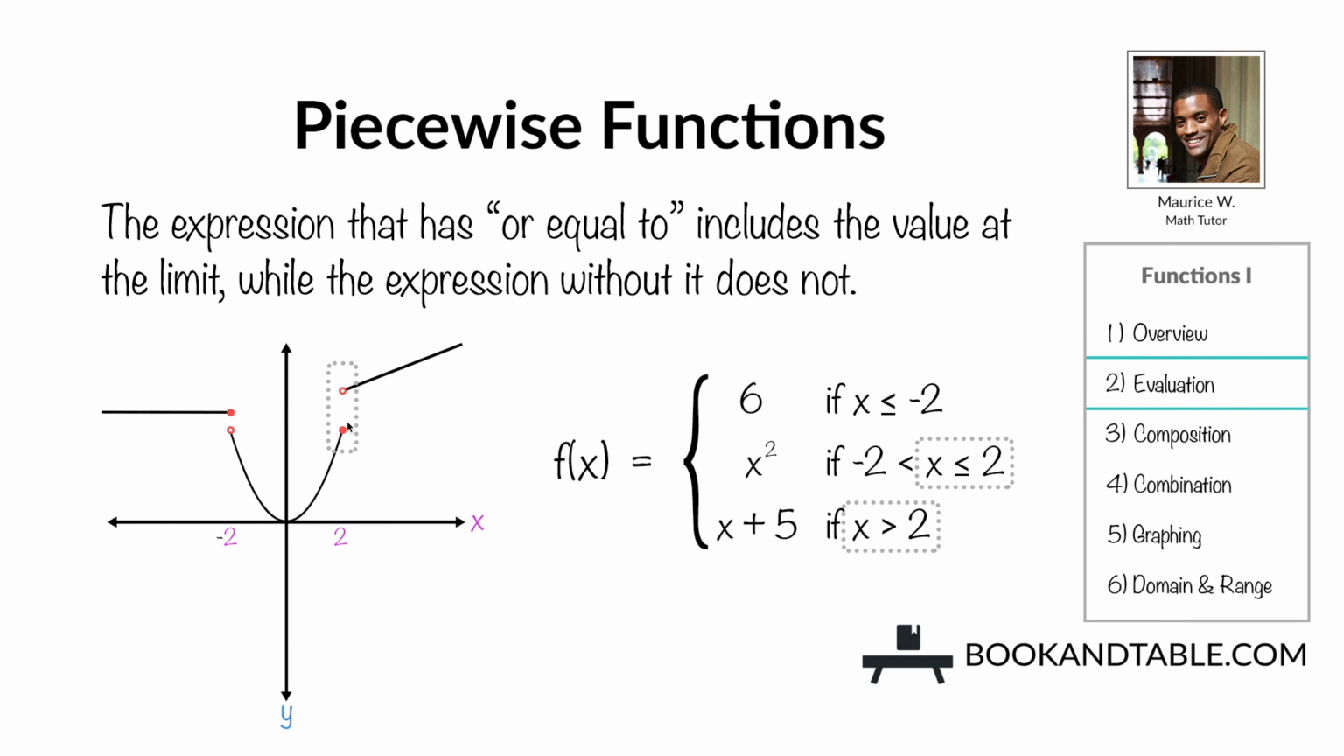On this side, same thing. When we get to 2, we see here x is less than or equal to positive 2. So f of 2 would be evaluated with x squared, since 2 is included in this interval. Whereas x is larger than 2 for the third interval. So 2.1 would be evaluated with this expression. 2.0 is evaluated with this expression.